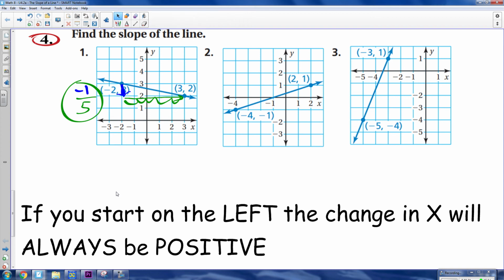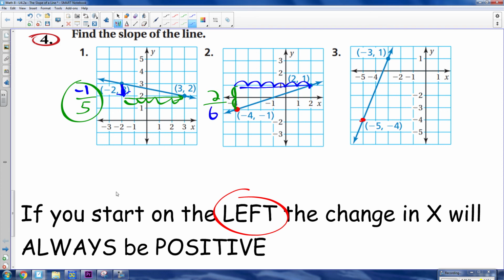Okay. Let's look at the next one, number 2, and talk about change in y over change in x. I'm going to start on the left side, which is this point. Not necessarily starting on the top or the bottom, just start on the left. It always helps. Now we can figure out change in y over change in x. Change in y is up 2. So the change in y is 2 over the change in x. Change in x is 1, 2, 3, 4, 5, 6. So 2 over 6.